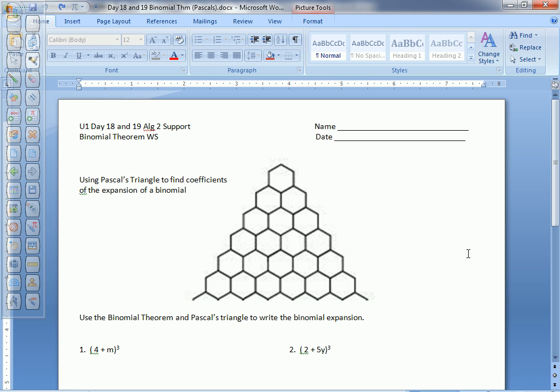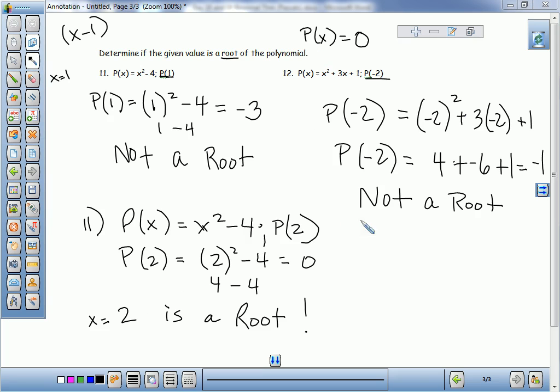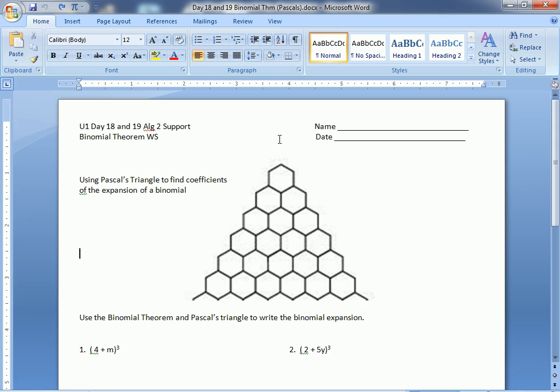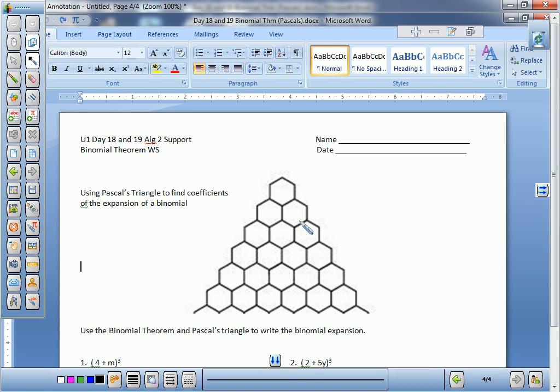And some of you have already been to math, so you know what's going on here. And some of you haven't been to math, so this just looks like a beehive. Okay, so this is set up for us to discover Pascal's triangle.